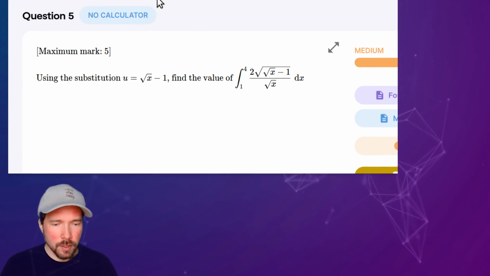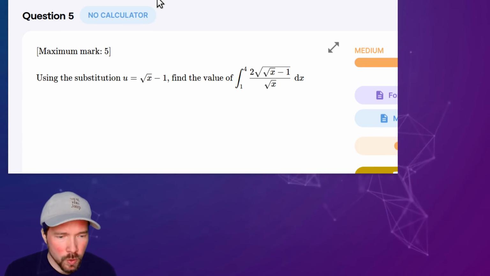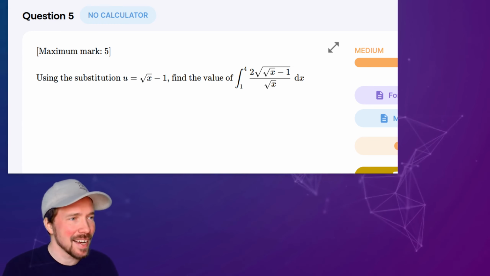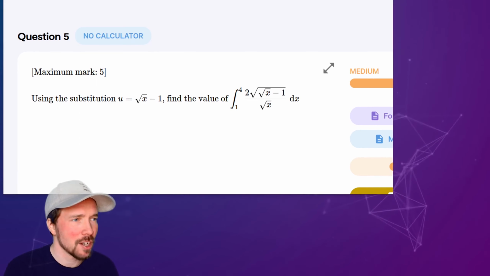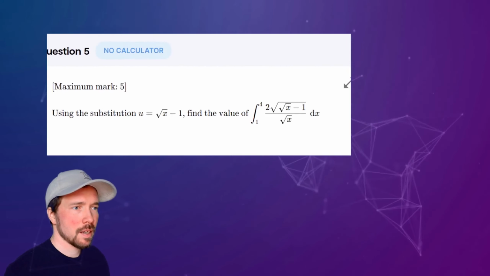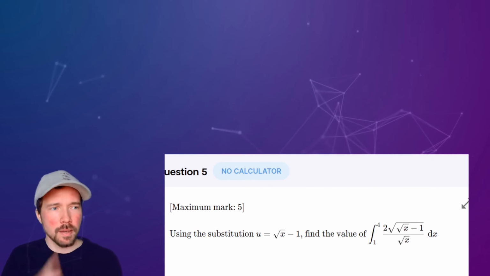Okay, using the substitution u is square root of x minus 1, find the value of a crazy integral. Okay, that's fun. Let me just do one thing. I just cropped this and I'm going to put it here next to me so you can see it, and I'm going to be solving this up there.